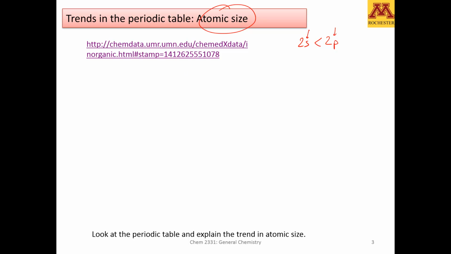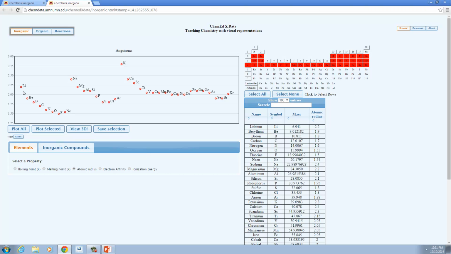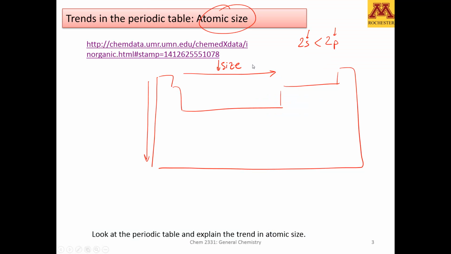What we have seen therefore is that, if this is the periodic table, what we have seen in that graph is that as you go from left to right, generally the size decreases. And if you go down the period, so lithium, sodium, potassium, the size increases.